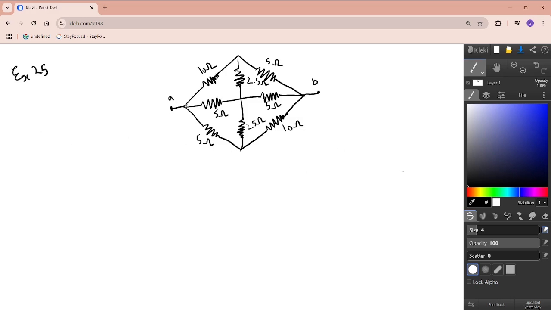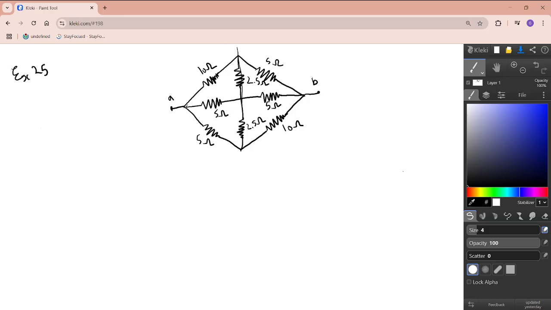This is another good question. Example 25, it's from Verma, chapter electricity. And we have to find the equivalent resistance between A and B. So one thing that you would see is, first of all, this thing is completely symmetric.